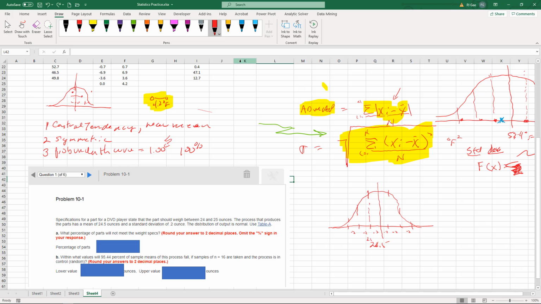24.3. I'm coming down. I'm subtracting 0.2, so it should be 20. What did I say? 24.3, and then 24.1, and finally 23.9. Got it? So these are distances. The 0.2 is your standard deviations. We just use that to set up a grid.